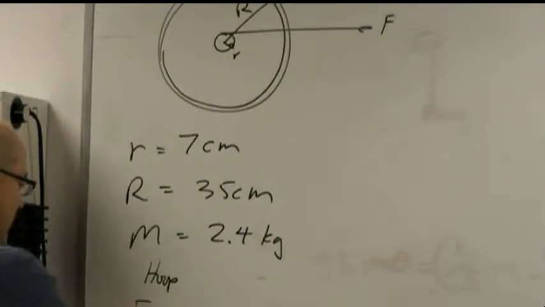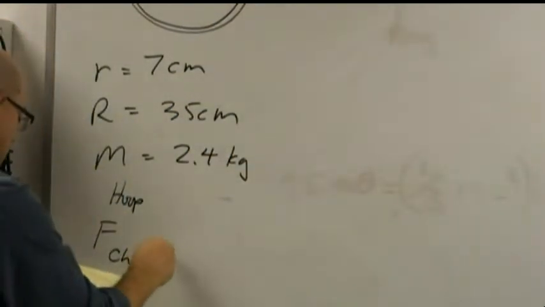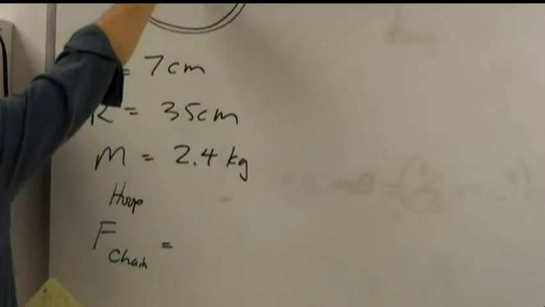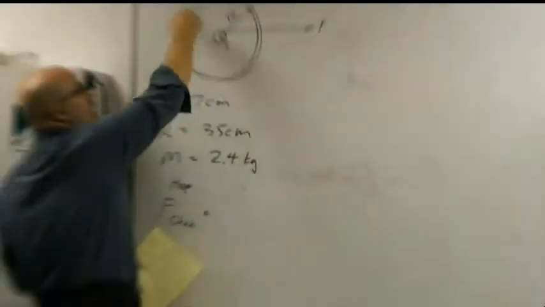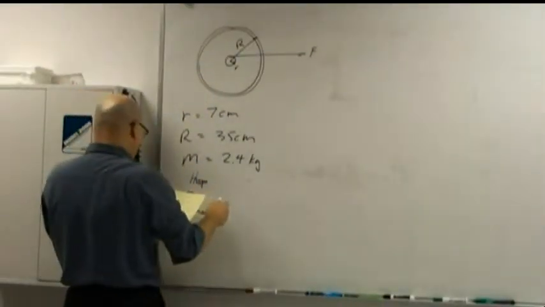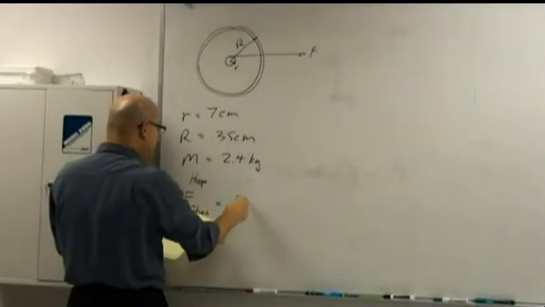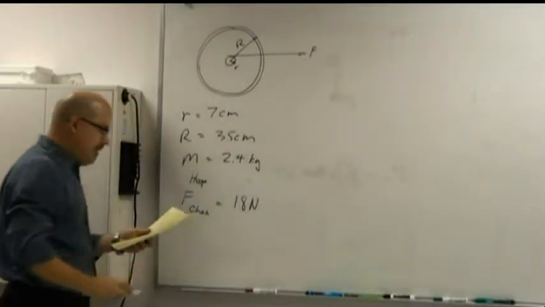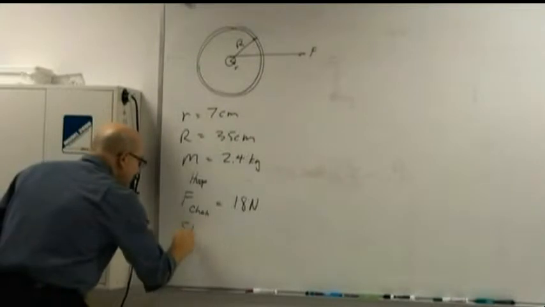And let's say the force on the chain, this is the chain right here, which is pulling on the gear. This is the gears right in here. This is the wheel out here. The force is, what do I have it, 18 newtons. Not a tremendous force. And let's say it starts from rest.